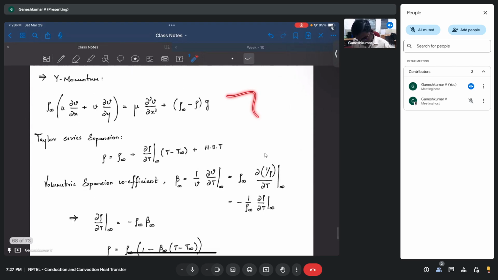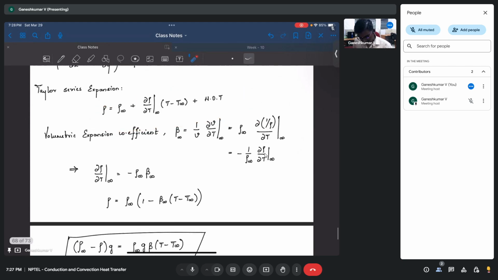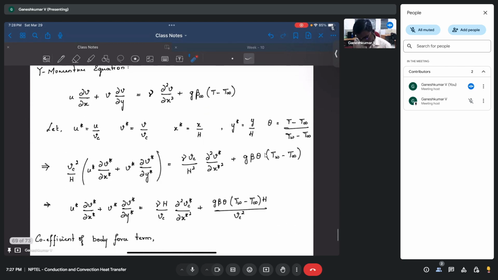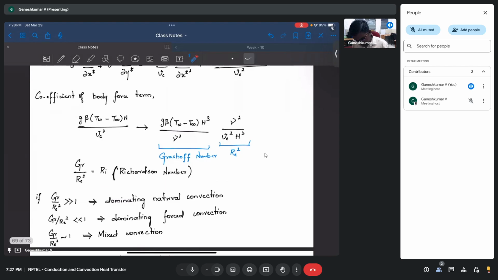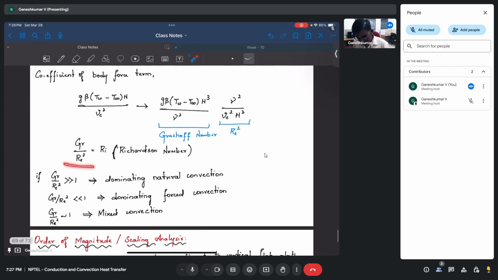Then we performed the y momentum and a Taylor series expansion for the density, because we want to write it in terms of the volumetric expansion coefficient, and did some non-dimensionalization of the y momentum equation. We end up defining the Grashof number, and the Grashof number divided by Reynolds number squared is nothing but your Richardson number.